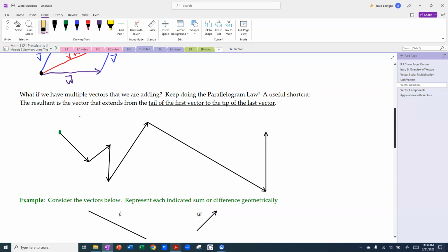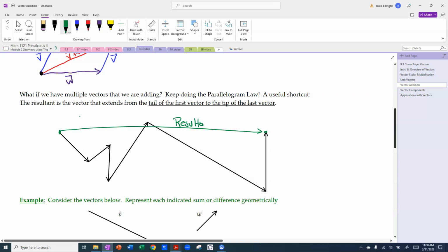Maybe a shortcut way to remember the sum of vectors is that the resultant that you get would extend from the tail of the first, or the initial point of the first vector, to the tip of the last vector. Okay, and so you get something like this. This would be the resultant in this diagram.